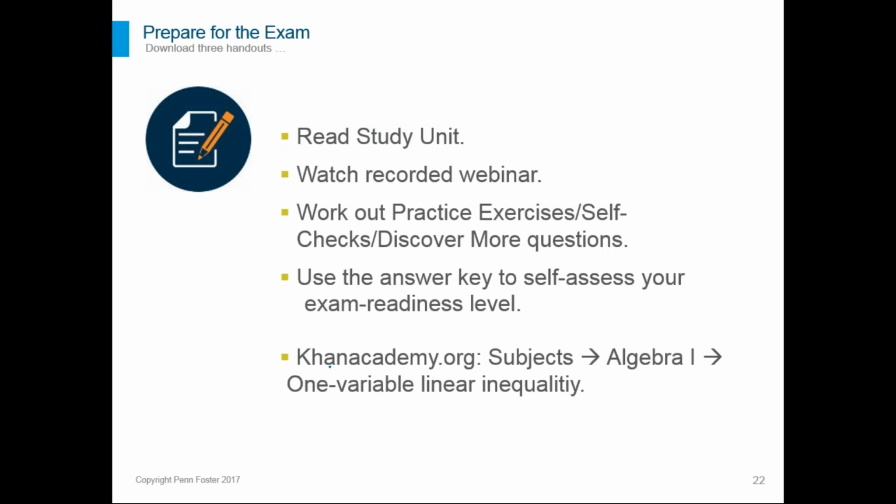When you go to khanacademy.org, on the top left corner, click on Subjects, select Algebra 1, and then it will give you a long list of topics. The topic that corresponds to this lesson is one variable linear inequality. This is the lesson that you want to watch the videos for.